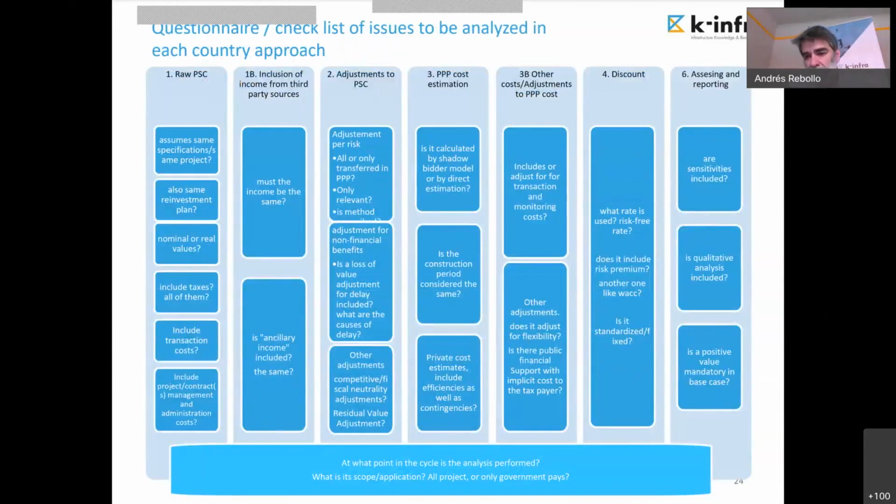Forget about this. This is our beautiful checklist for assessing or diagnosing the value for money methodology of a country, looking for what they do or not, and these are the checkpoints that we have established. We may go back to this if we have time during or after the questions.